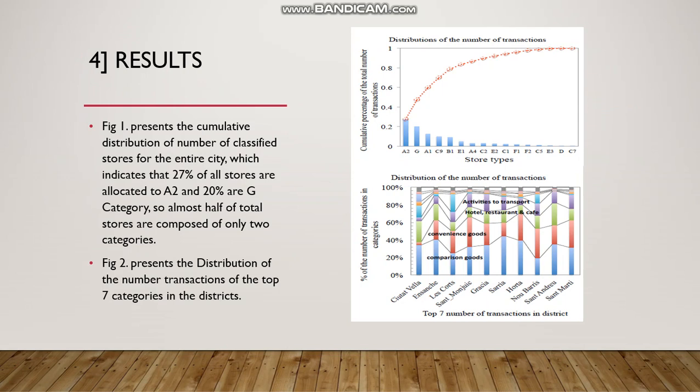Figure number 2 represents the distribution of the number of transactions of the top 7 categories in the districts. So we can see that Ciutat Vella has a good number of transactions in the category of comparison goods, whereas Sants-Montjuïc has a good number of transactions in the category of convenience goods.